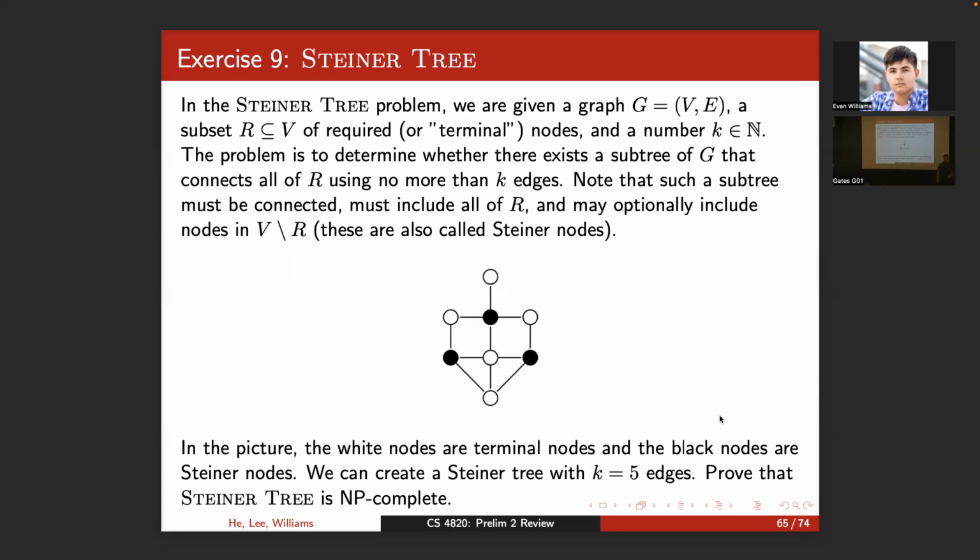So prove that it's NP-complete. This one's kind of tough, so I'll give you a hint. I think you should start with vertex cover and think through pictures and see if you can come up with anything.